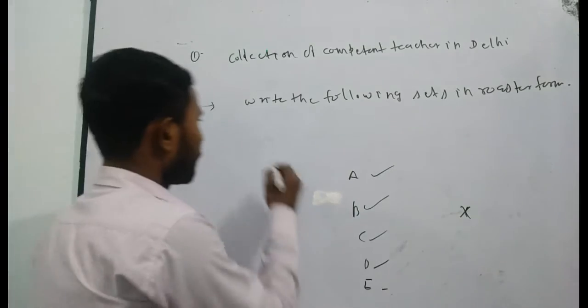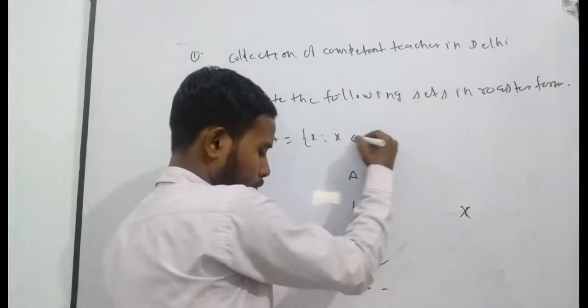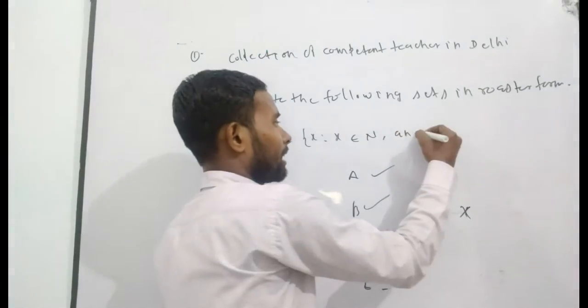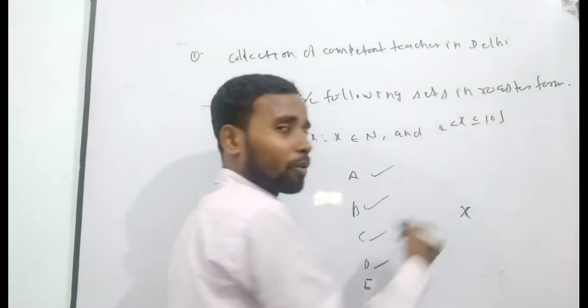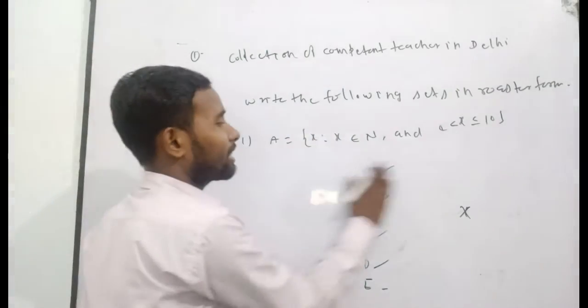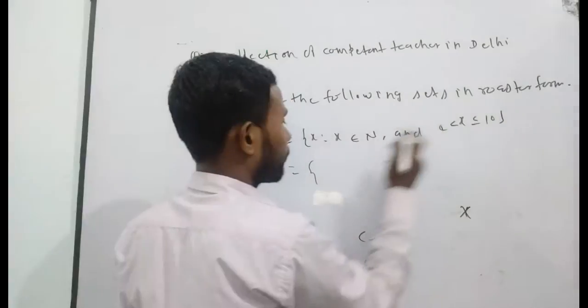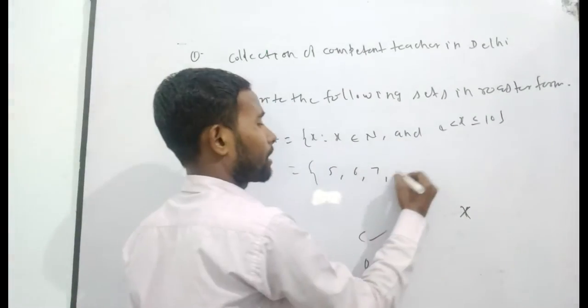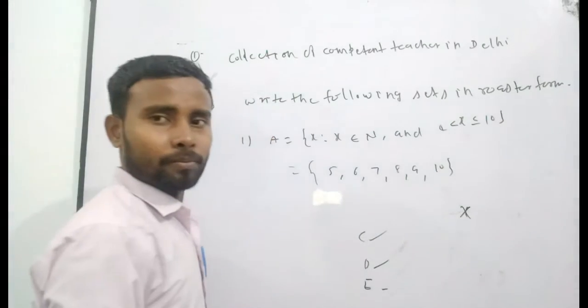First is A equal to {x such that x belongs to natural numbers and x is greater than 4 but less than or equal to 10}. How can you write it? It is very easy. You have to collect natural numbers greater than 4, that means 5, 6, 7, 8, 9, but less than or equal to 10, that means up to 10.